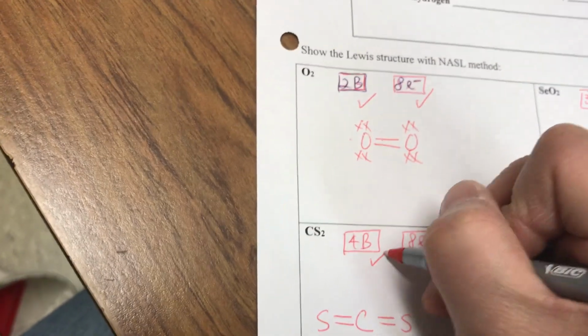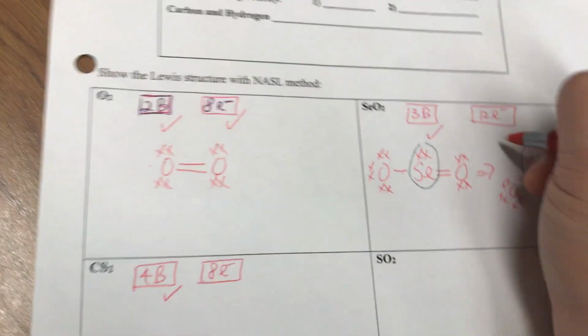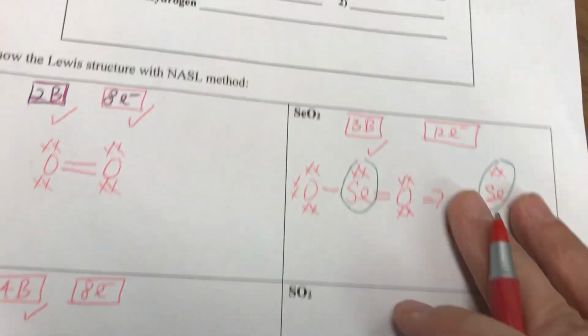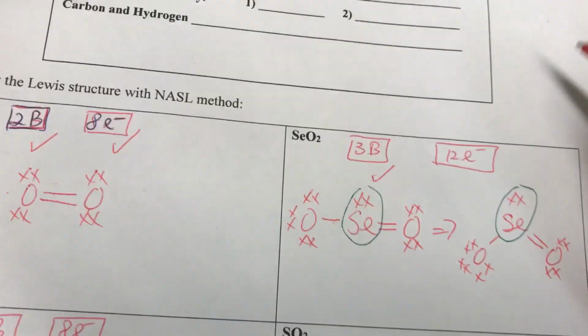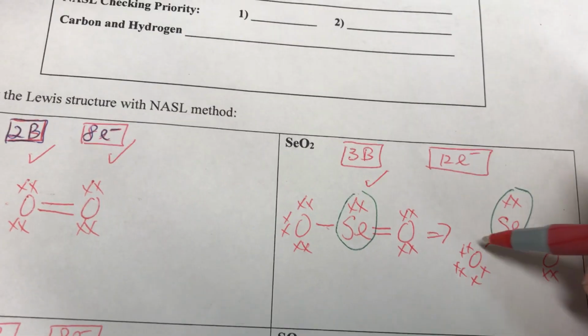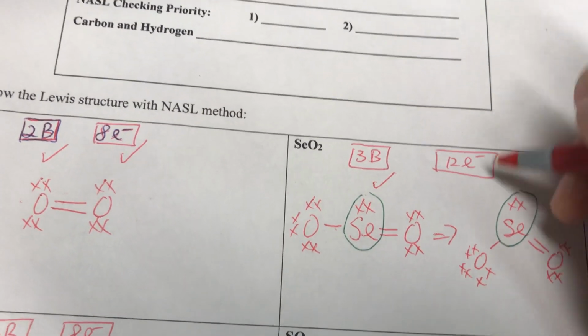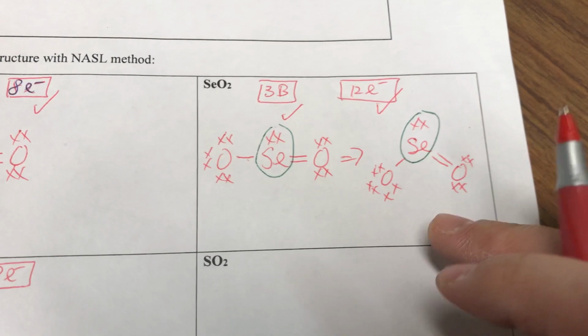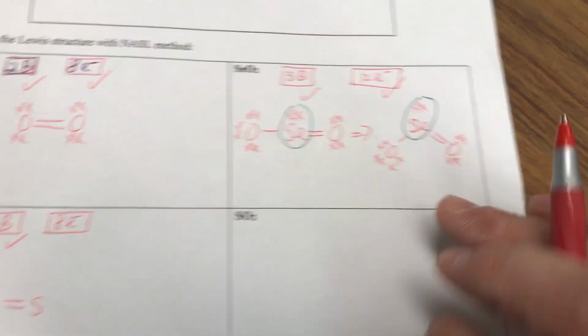So the bonds are okay. Now I have to go back to check the 12 electrons. Actually, I forgot to check back the 12 electrons. Let's see, do I have 12 electrons in the picture? 1, 2, 3, 4, 5, 6, 7, 8, 9, 10, 11, 12. Okay, I do have 12 electrons. Make sure you go back to check.